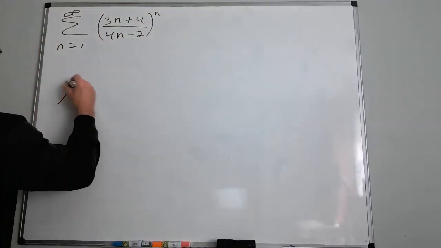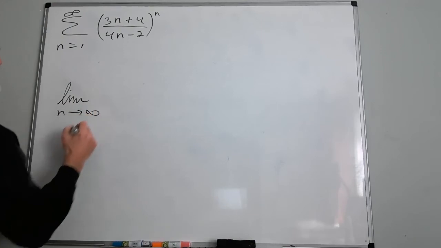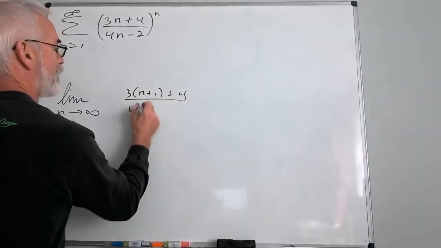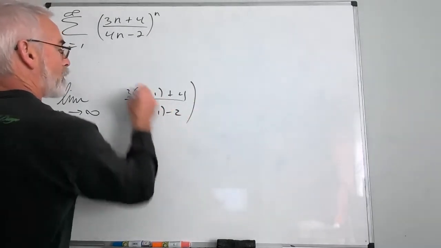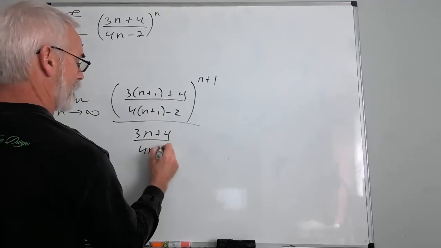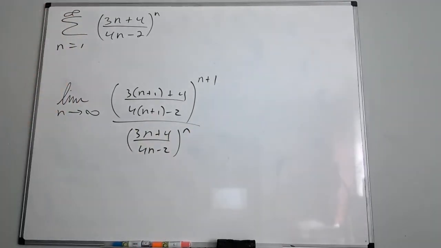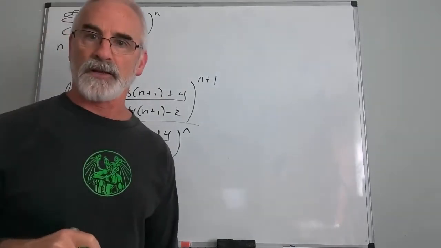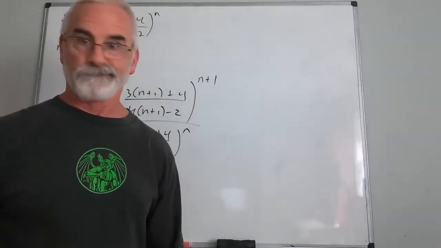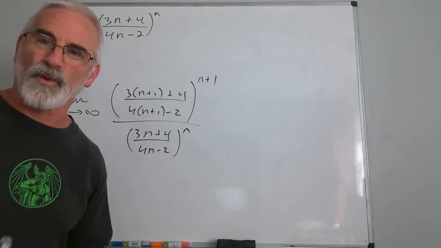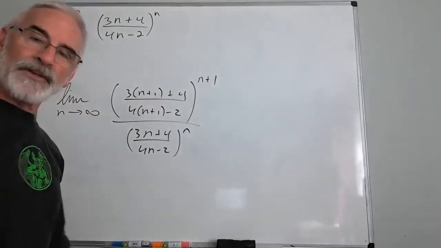Here's what the ratio test would look like. I take the limit as n goes to infinity of 3n plus 1 plus 4 over 4n plus 1 minus 2, raised to the n plus 1, over 3n plus 4 over 4n minus 2 to the n. If I flip that one up, I have different polynomials than these. Nothing's going to cancel. I can't combine them. I'm dead in the water. This is not going to work. This is a dead end. Okay. I can't use the ratio test on this one. It won't work. The stuff inside is still polynomial-ish.